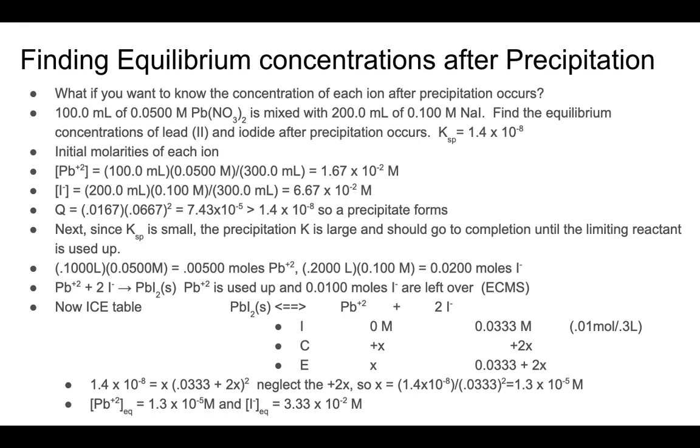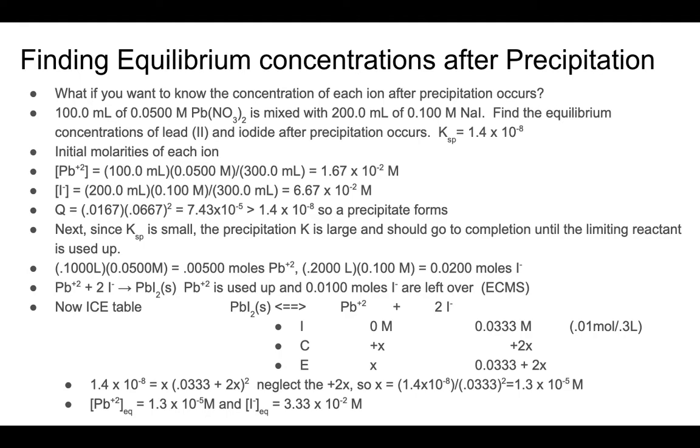Now the precipitation reaction is lead plus 2 I minus yields PbI2. Notice I only show the arrow to the right. We're assuming it goes to completion. We have more than double the number of iodides than leads, so we know lead is going to be used up first. So the lead plus 2 goes to 0, and the I minus goes to 0.02 minus 0.005 times 2 iodides for every lead.